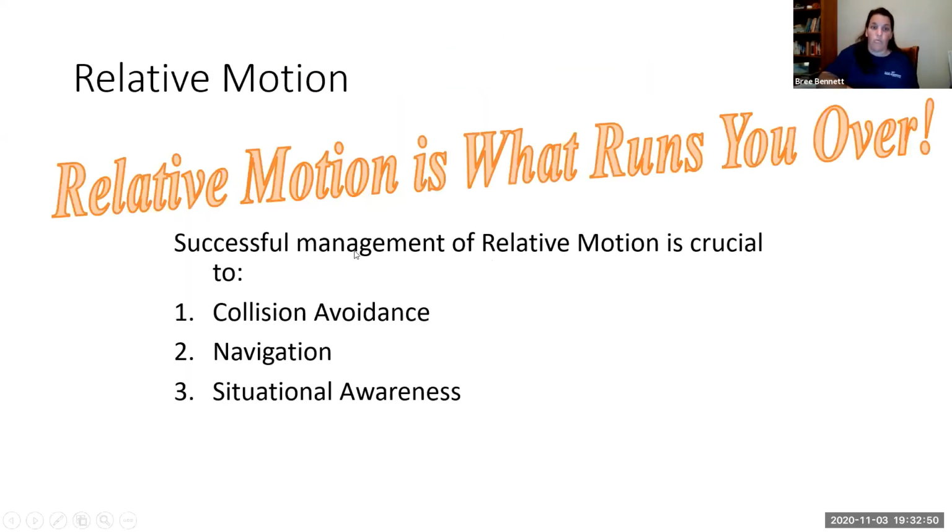Relative motion is what runs you over. Even if you think, that guy's not pointed towards me, he's pointed one way and I'm pointing the other, we'll be fine, the relative motion is different. So that's where we can be deceived. If I'm walking this way or driving this way and you're driving this way, relative motion wise, we could be leading to a collision. So relative motion helps us with collision avoidance, navigation, and situational awareness.